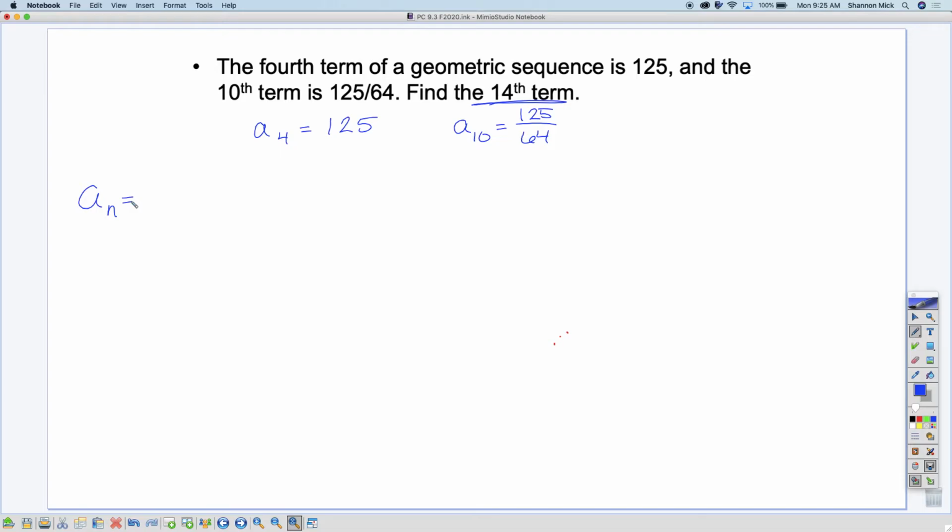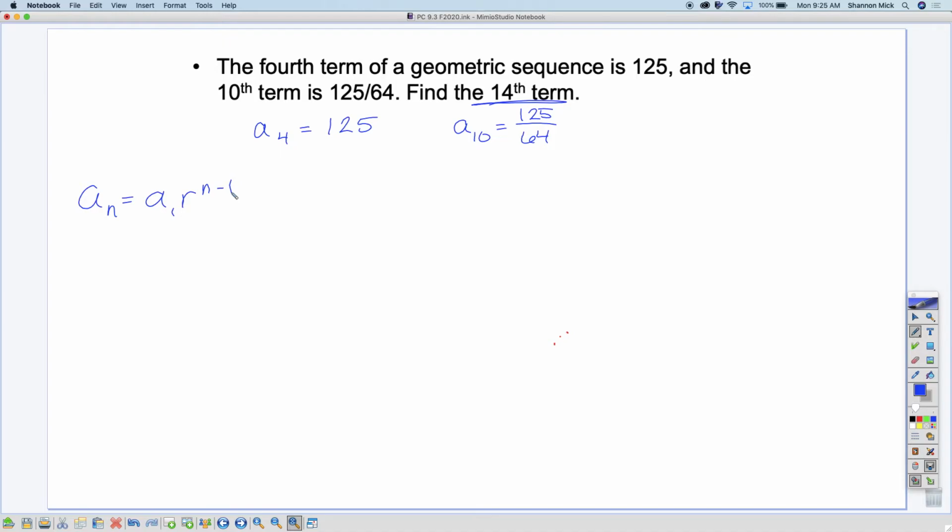Okay, so what's my definition for geometric? A sub n equals what? A sub 1 times r to the n minus 1. That n minus 1 was in the arithmetic, wasn't it? Yeah. Okay, so you need to know this. This is your equation for today. Tomorrow you have 2.